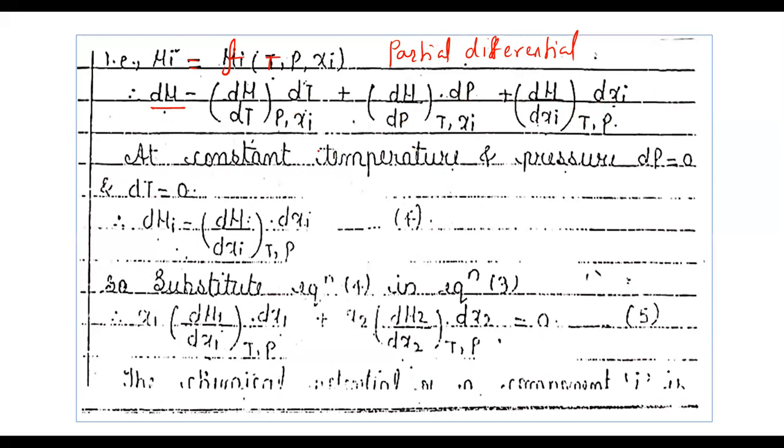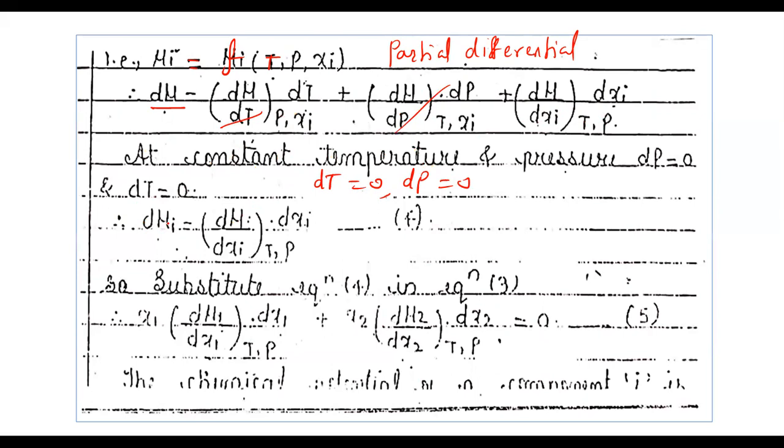Now we know that at constant temperature and pressure, dT, that is change in temperature, becomes equal to 0, and change in pressure dP is also equal to 0, because temperature and pressure both are constant here. So in this equation, as dT equals 0, this term gets cancelled. Similarly here dP equals 0, so the first two terms get cancelled.